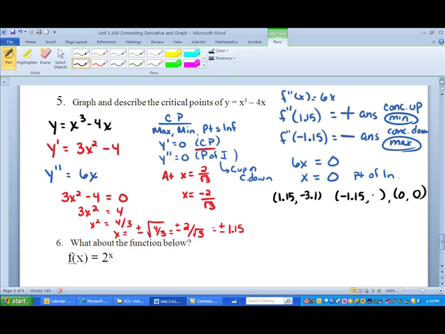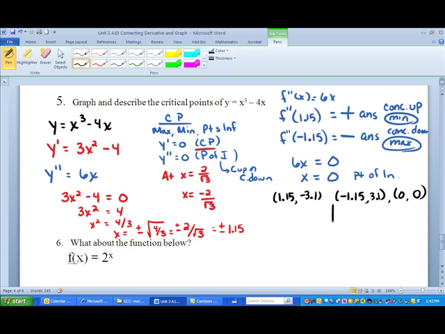I'm sorry, I have that backwards. When I plug in negative 1.15, I'm going to get, no, I do have that right. And when I plug in negative 1.15, I'm going to get 3.079 or 3.1. Okay, and those are just estimates.